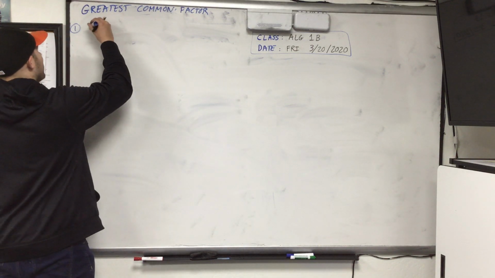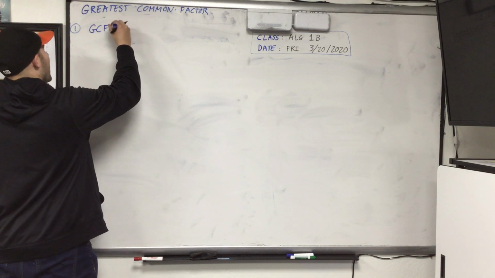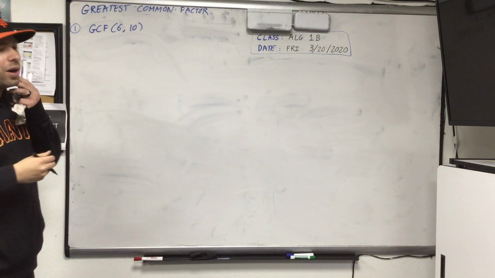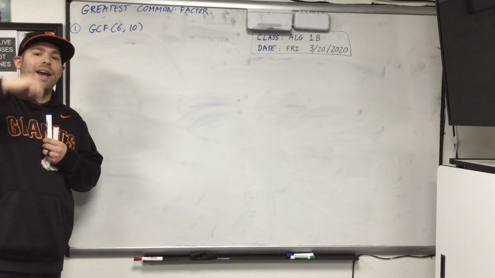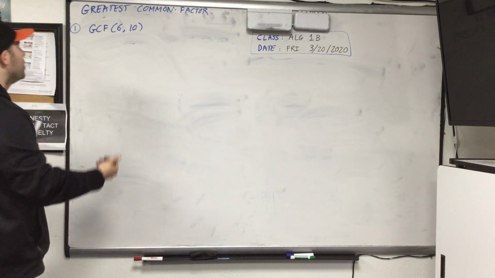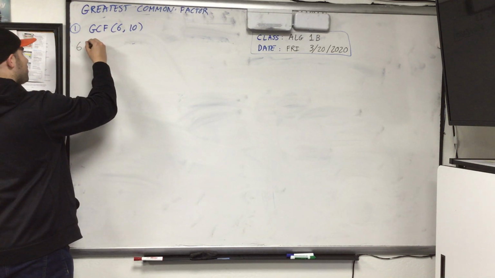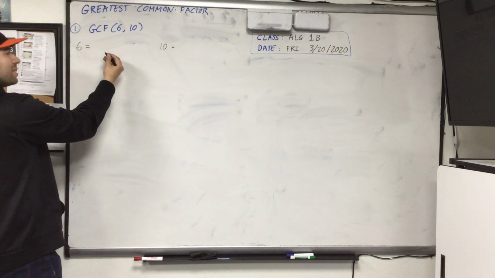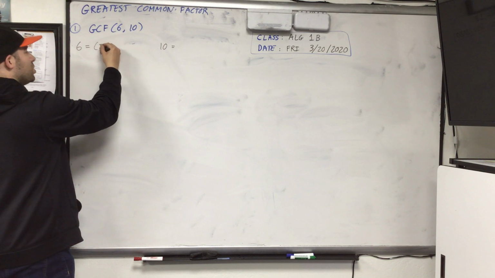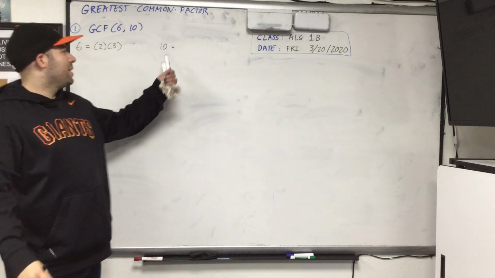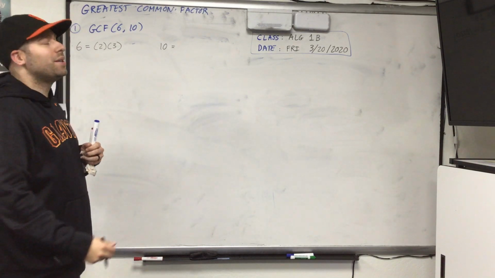So find the greatest common factor of 6 and 10. So I want to figure out what's the biggest number I can divide out of 6 and 10. In other words, I'm going to factor it out. So if I have 6 and I have 10, I can break up 6 into, well, 2 times 3. I can break up 10 into 2 times 5.